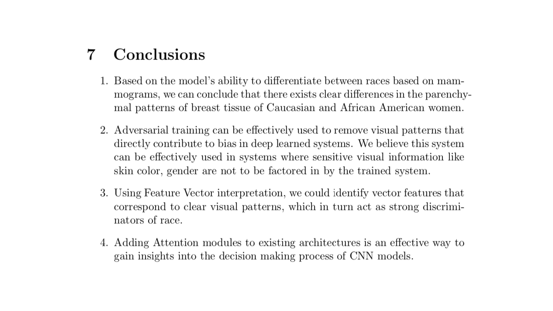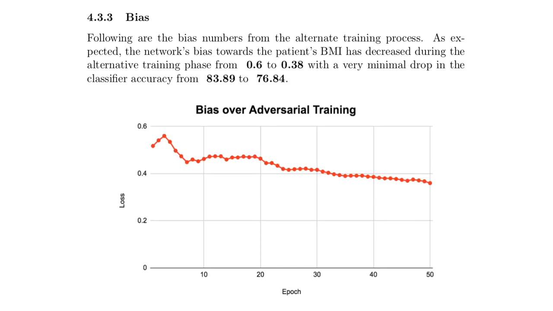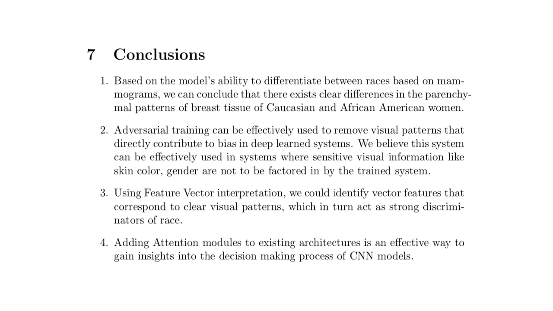Finally, to conclude, our model's ability to differentiate between races based on mammograms alone helps us demonstrate that there do exist differences in the parenchymal features of breast tissue of Caucasian and African American women. We have demonstrated that adversarial training can be effectively used to remove visual patterns that directly contribute to the bias in deep learned systems. We believe that this system can be effectively used to mask sensitive visual information like skin color, gender, etc. from machine learning models.